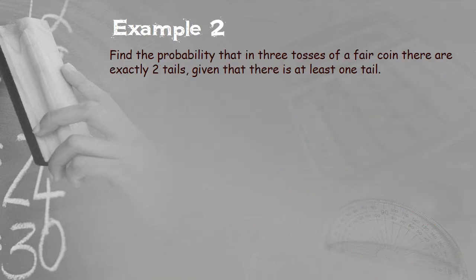Okay, so we want to find the probability that in 3 tosses of a fair coin there are exactly 2 tails, given there is at least 1 tail. First thing when we're doing stuff like this is that drawing a tree diagram is really useful. Okay, please do use tree diagrams.